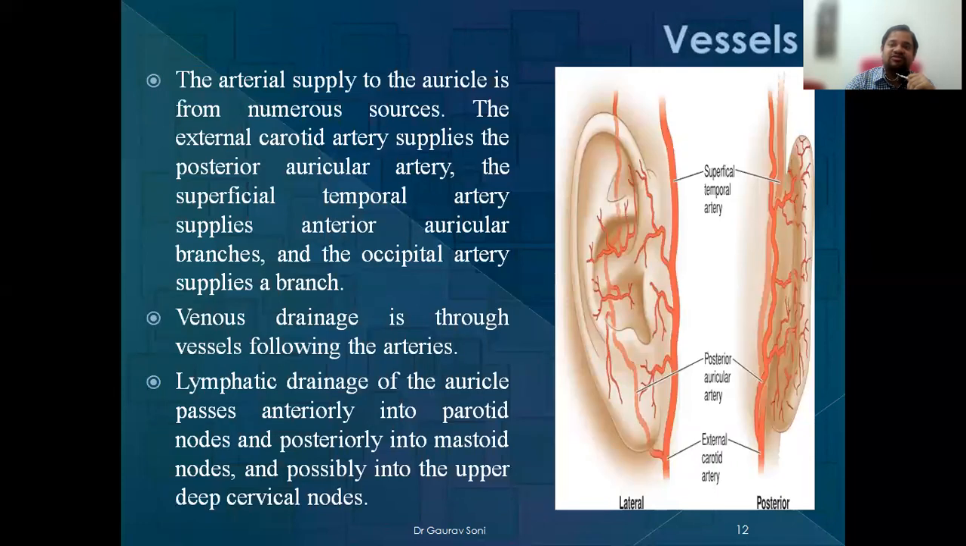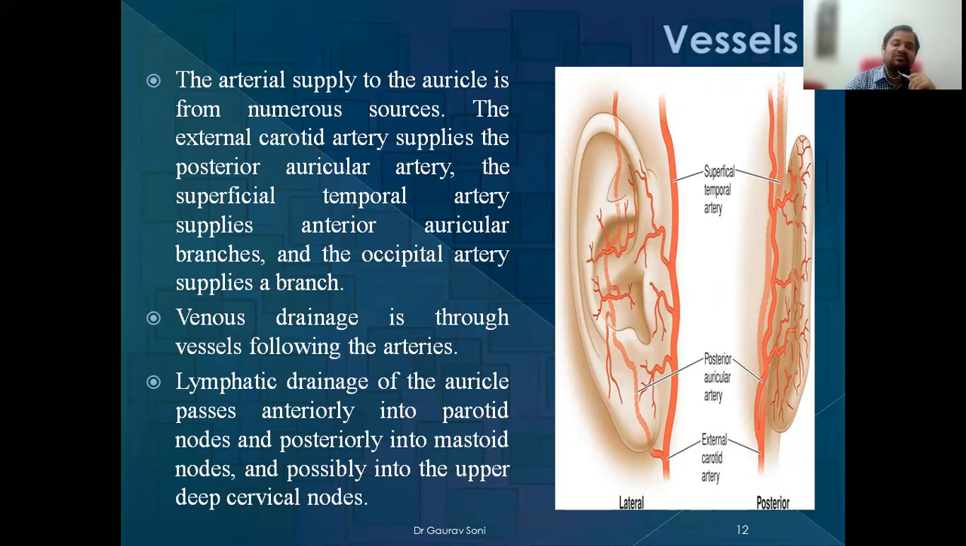Next comes the blood supply, the related vessels. The arterial supply of the auricle is from numerous sources, especially the external carotid artery, which supplies the posterior auricular artery. The superficial temporal artery supplies the anterior auricular branches, and the occipital artery supplies a branch directly. So you can see here some branches, named the auricular branches. The anterior one is supplied from the superficial temporal artery, and the posterior one is supplied from the external carotid artery directly. The occipital artery will also supply a simple branch to it. So basically, three branches supply the auricle.